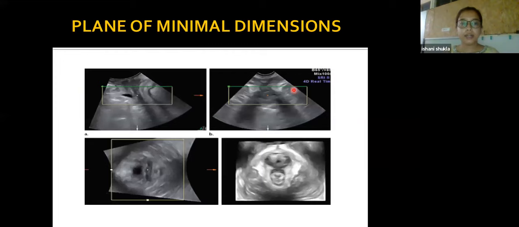Here, this is the sagittal plane of minimal dimension. This is the coronal and this is the axial image. And then we obtain the axial 3D volume rendered image, which we can see in this image.